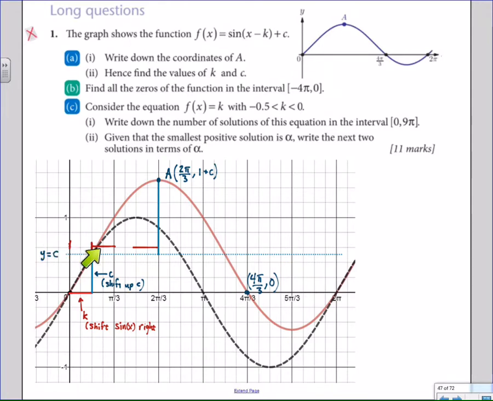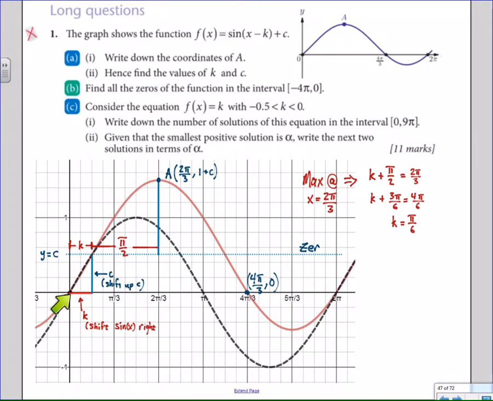So really, this length from the maximum back to the y-axis is k plus the additional π/2 that I had. In other words, since my maximum is when x equals 2π/3, I know that k plus π/2 should equal 2π/3, and we can solve to find out what the value of k should have been. Simple algebra tells us that k was π/6. So now I know that k is π/6.